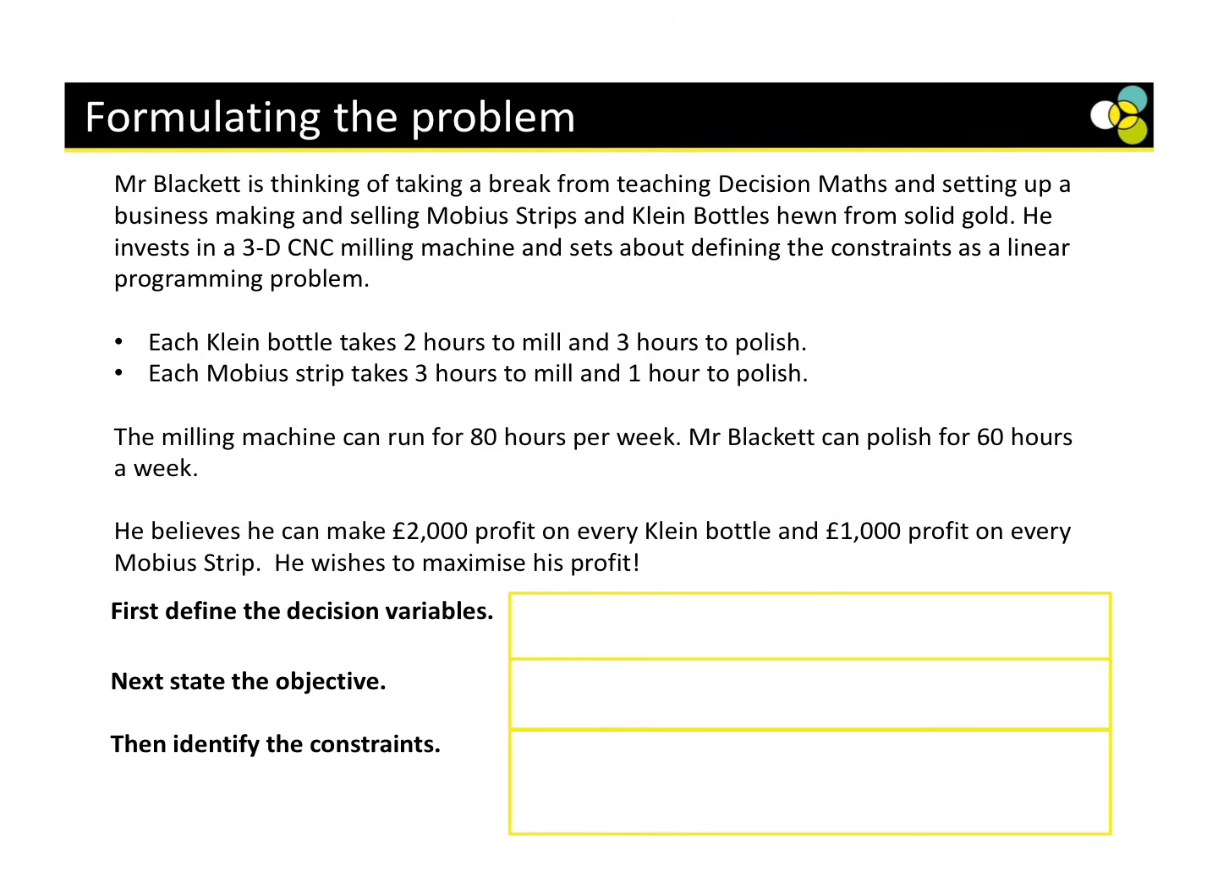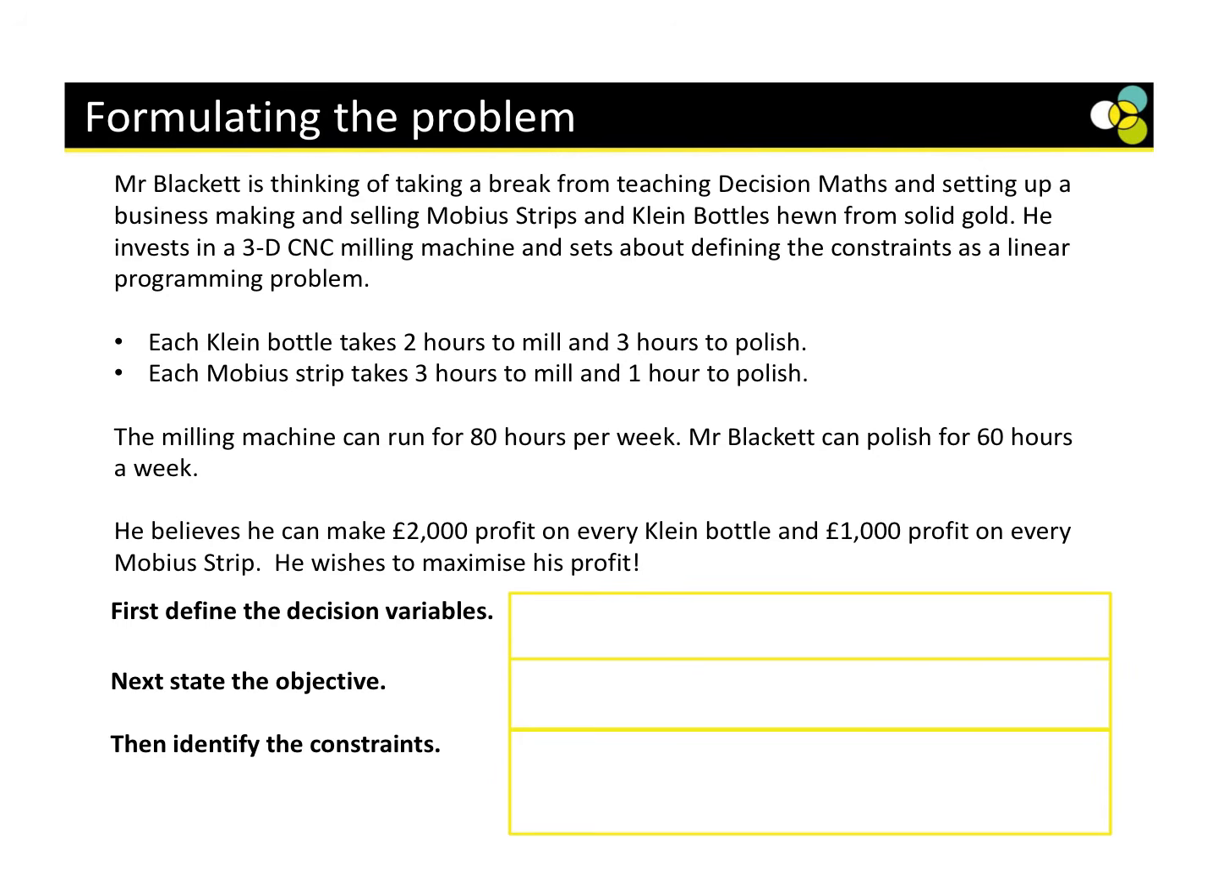I'm just going to call this B for bottle. Each bottle takes 2 hours to mill and 3 hours to polish. Each strip takes 3 hours to mill and 1 hour to polish. The milling machine can run for 80 hours per week. Mr. Blackett can polish for 60 hours a week. He believes he can make £2,000 profit on every bottle and £1,000 profit on every strip. He wishes to maximise his profit.